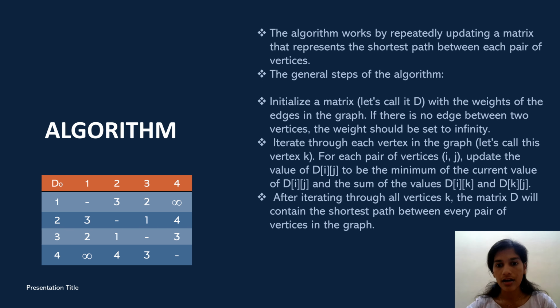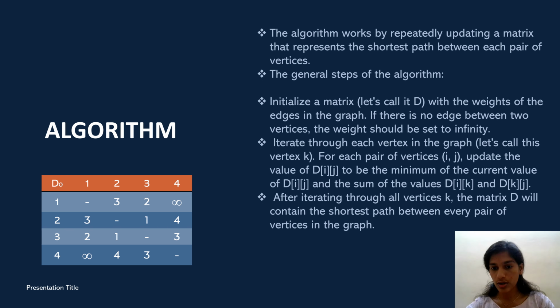So the steps are: initially we represent a matrix D whose values are the weights of the edges in the graph, and if there is no edge between two vertices, the weight is set to infinity. Then we iterate through each vertex in the graph. Let's call this vertex k. Suppose k is equal to 1, the vertex 1, then k is equal to 2, k is equal to 3, and k is equal to 4 in this case.